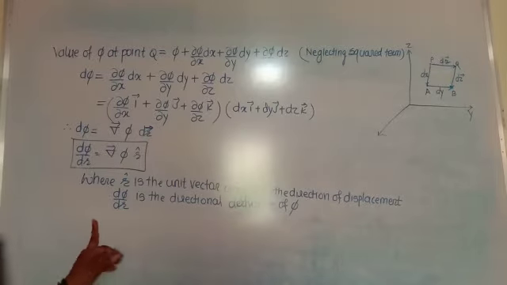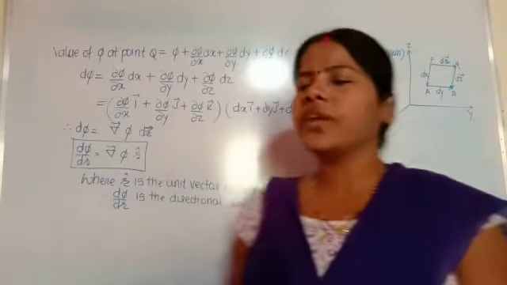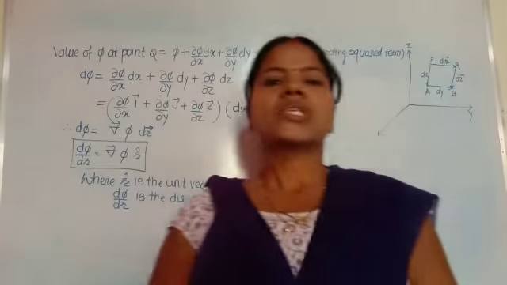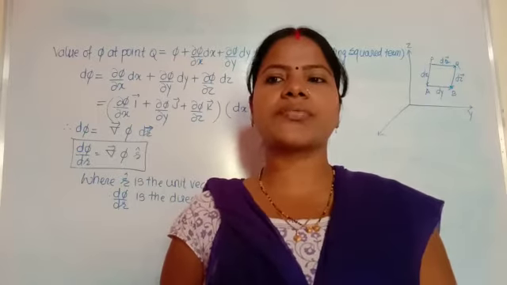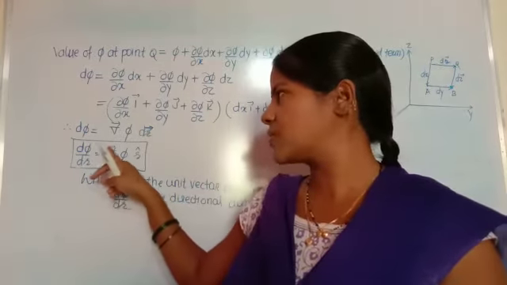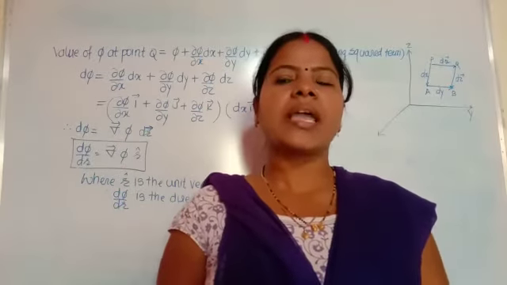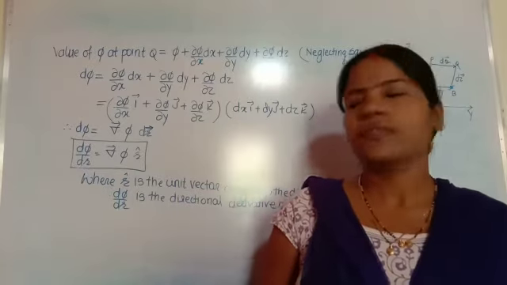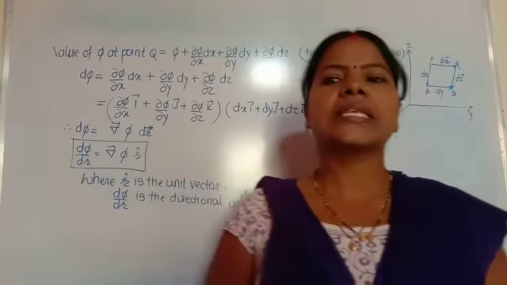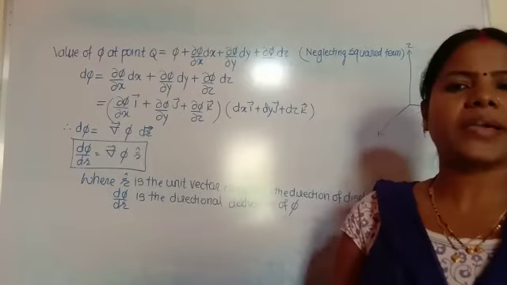Okay. So what is the meaning of this equation? The gradient of the scalar field phi defines a vector field. This is a vector field because here the vector exists. So that's why the gradient of a scalar field phi defines a vector field, the magnitude of which is equal to the maximum rate of change of phi.